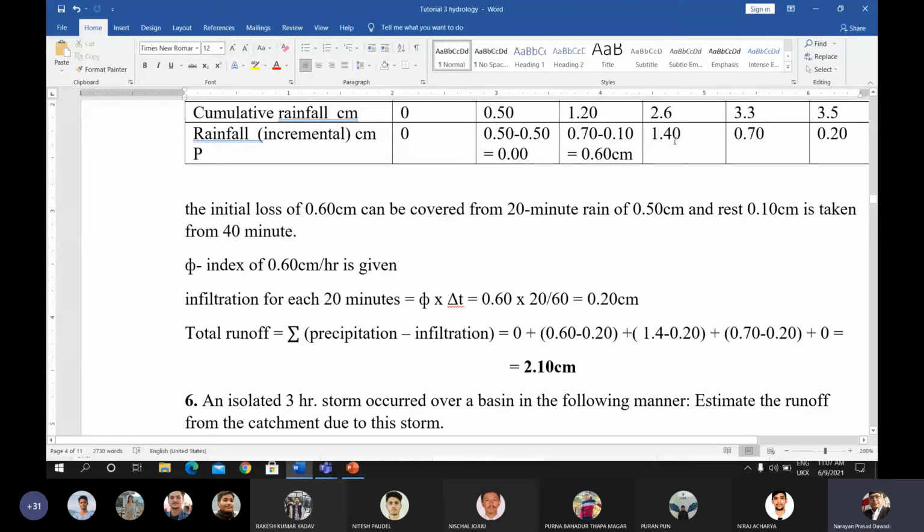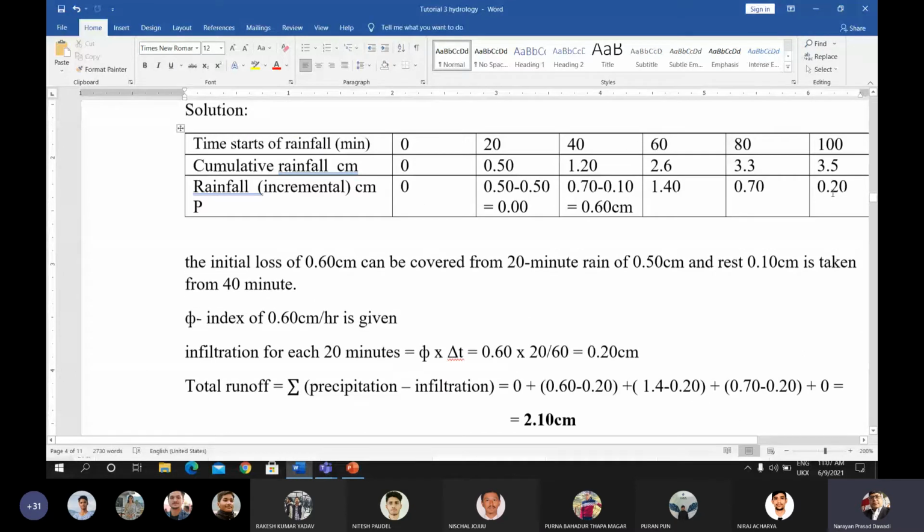That's why the excess rainfall depth will be 1.40 minus 0.20 for providing the runoff. Similarly, 0.70 minus 0.20 also produces the runoff. For the last 20 minutes, this value is 0.20 and the infiltration is also 0.20. 0.20 minus 0.20 gives the value of 0. It does not produce the runoff.